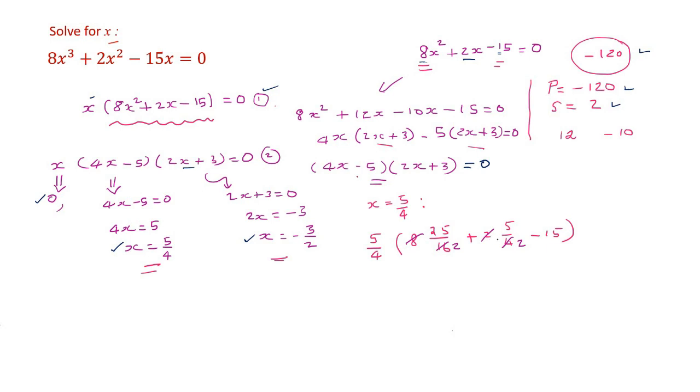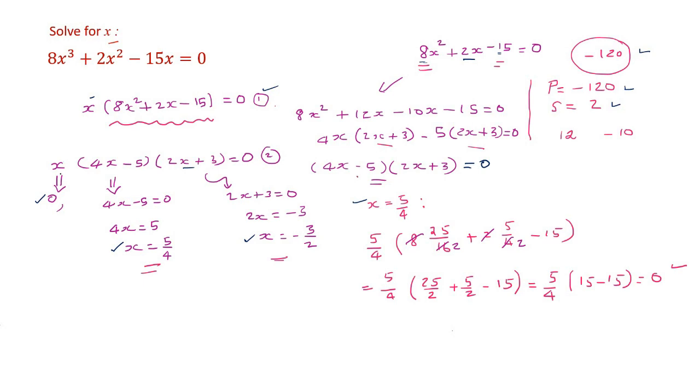We are checking whether this value satisfies the equation. So minus 15 as it is. 8 and 16, you can cancel by 2. 2 and 4, again, you can cancel by 2. So this is 25 by 2, this is 5 by 2. 25 by 2 is 12.5, 5 by 2 is 2.5. Or you can take 2 as LCM here. 25 plus 5 is 30, 30 by 2 is 15, plus 15 minus 15, it is 0. Therefore, x is equal to 5 by 4 is a solution because it satisfies the given equation.